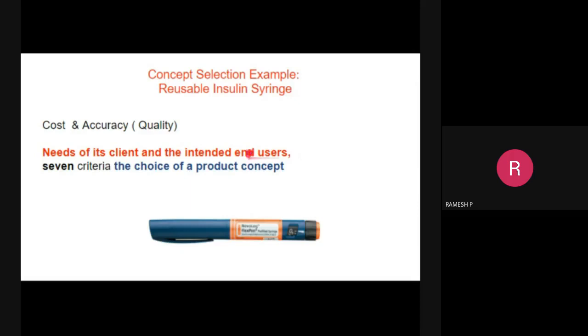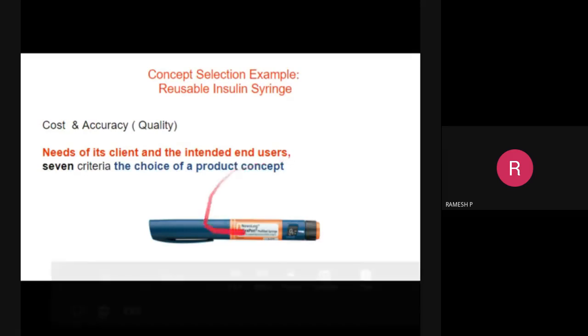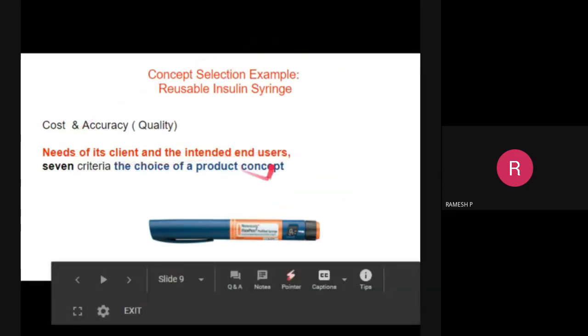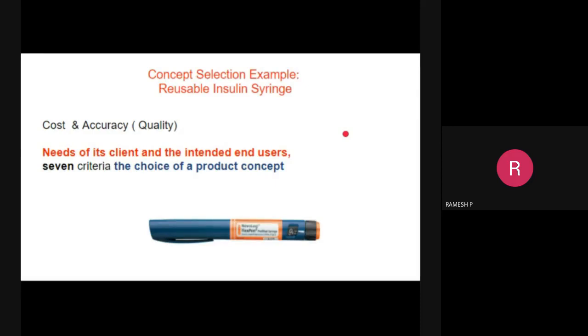Here it is mentioned, to summarize the needs of the client and the intended end users, the product development team established some 7 criteria on which the various choices of the product concept will depend. We will explore such criteria, the selection criteria we are going to focus upon. If I ask you to provide some selection criteria for a mobile phone, obviously you will say plenty. Here, I have listed out a few selection criteria for a mobile phone for today's activity session. You may enter your own selection criteria.